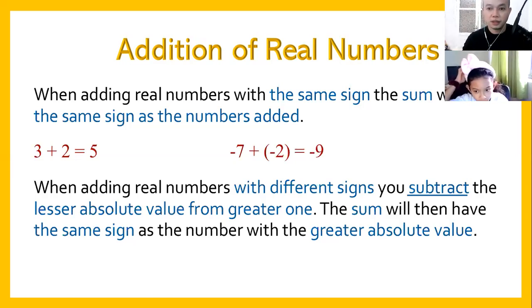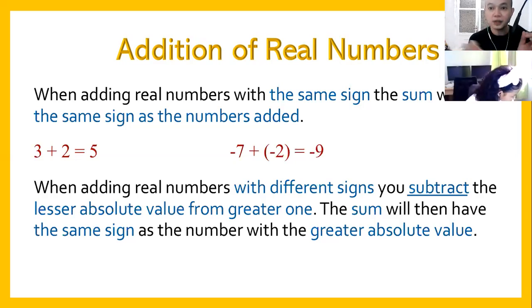All right, so again, when the two numbers are of different signs, you are going to subtract the lesser absolute value from the greater one. So you will start with the big number minus the small number, no matter what the sign is. But the result, or the sum, will copy the sign of the number with the greater absolute value.